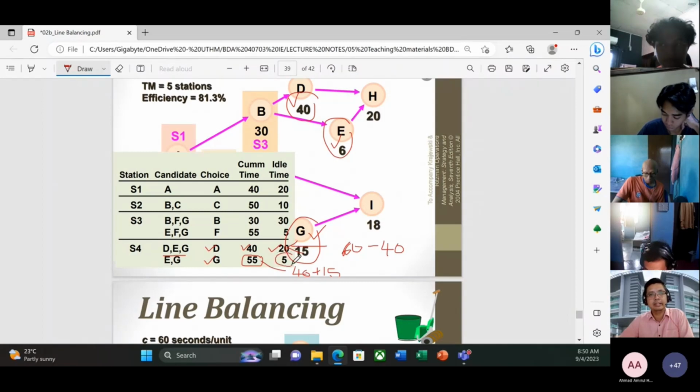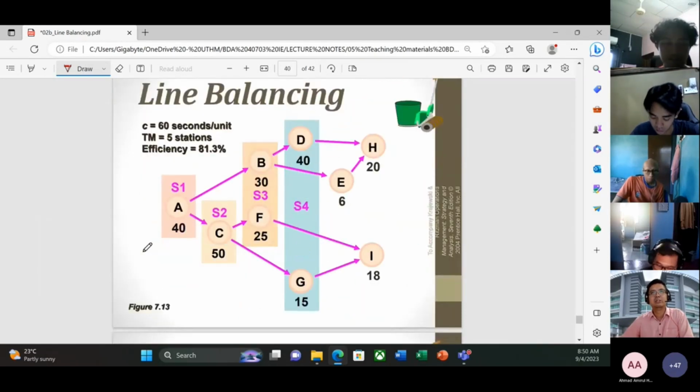And how do we calculate this number 5? So 60 minus 55. So we'll get 5 for the idle time. Okay, clear? Easy, right? This is our session number 4.